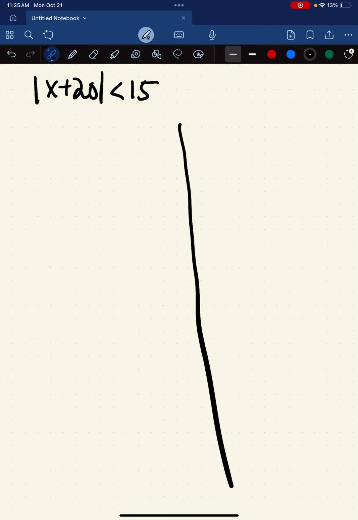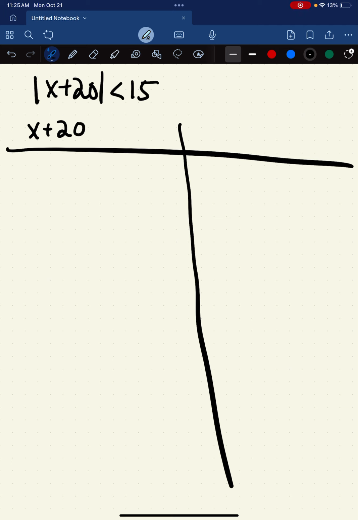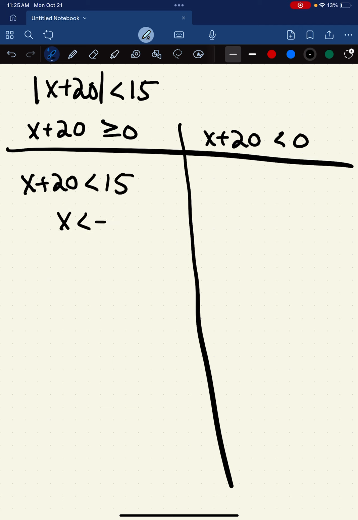If, and maybe I'll see if I can divide it and maybe write small. We could have if x plus 20 is greater than or equal to 0. And we could have if x plus 20 is less than 0. If x plus 20 is greater than or equal to 0, then the absolute value of x plus 20 is going to be just x plus 20, right? Because it's positive. Taking the absolute value of a positive number doesn't change anything. So we pretty quickly get that x is less than negative 5.